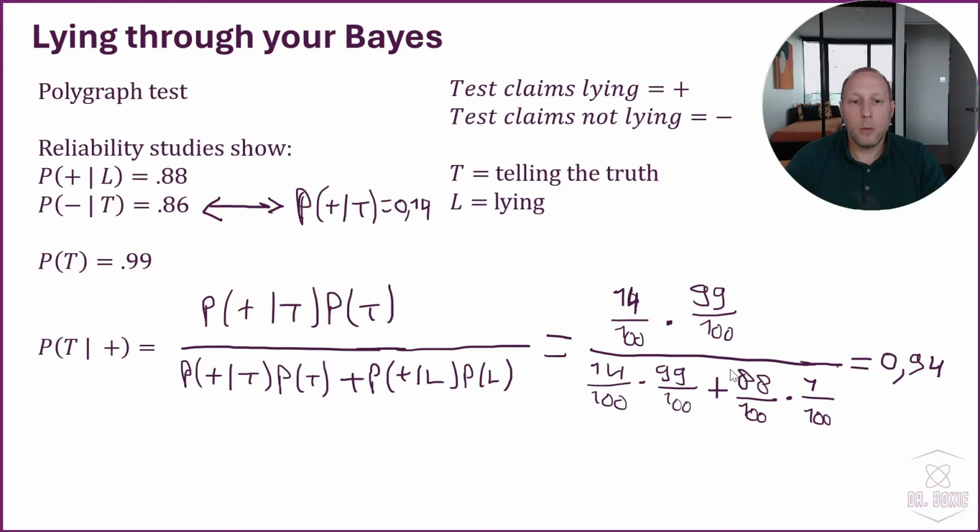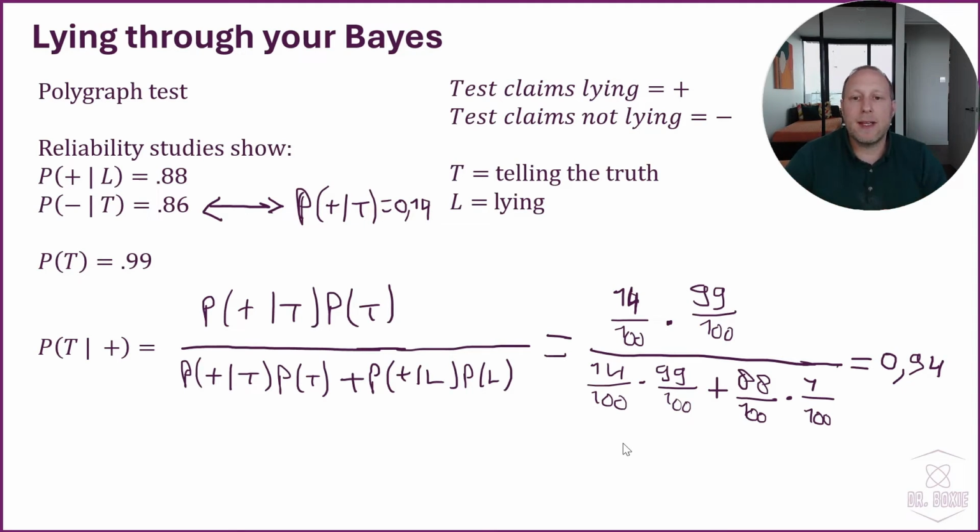And now plugging those numbers into your calculator, you will find that this is approximately 94%, which means that when the test claims that you are lying, you still have a 94% probability of telling the truth. In other words, it is totally unreliable. It's simply not true to assume that if the test claims you are lying, you are actually lying.